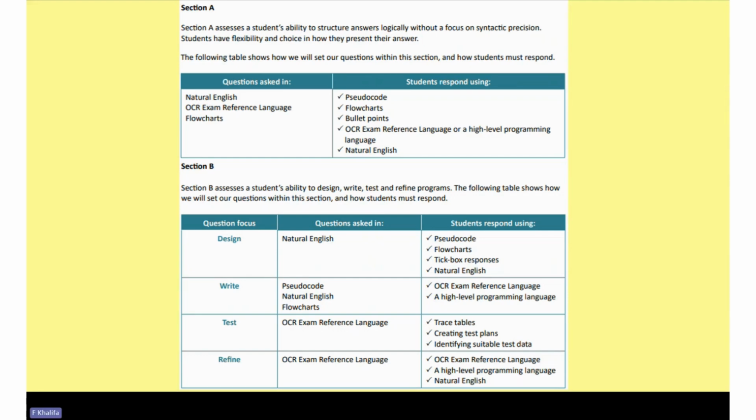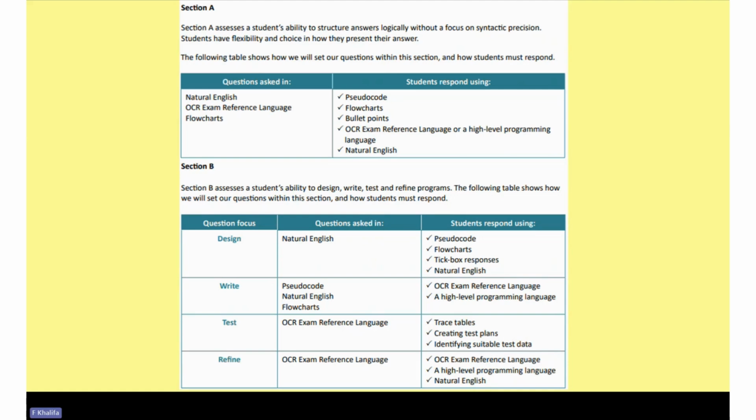Hello, today we will be going through the J277 specification for OCR GCSE Computer Science. The paper is split into two sections, Section A and Section B. In Section A, you will be asked questions in Natural English, OCR exam reference language, and flowcharts. You will be expected to respond in pseudocode, flowcharts, bullet points, exam reference language, or a high-level programming language such as Python and Natural English.